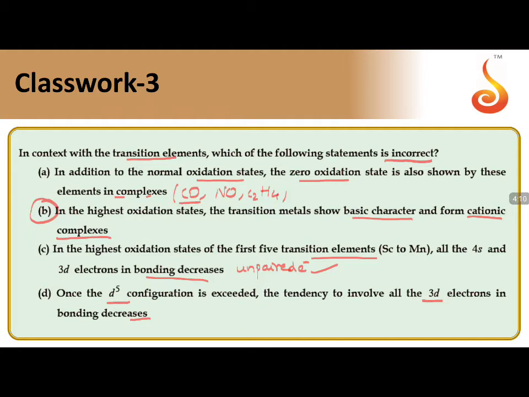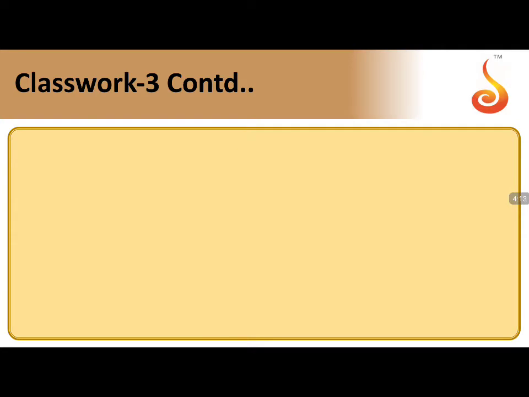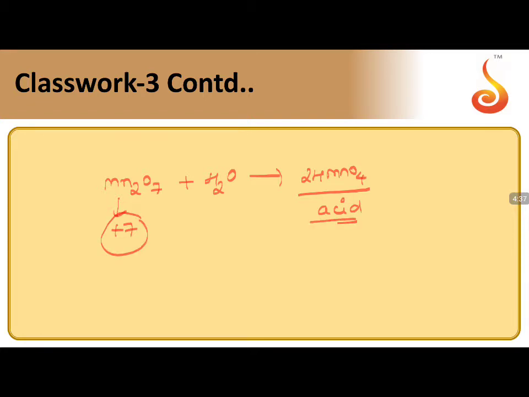Let us see what is the reason for option B. In option B, if you have the highest oxidation state, let us take Mn2O7. Manganese is in plus 7 oxidation state. If you add H2O to this, you will get 2HMnO4, which is permanganic acid. This is going to be an acid. Is it a base or acid? Acid. So the higher oxidation state compounds result in formation of acids, not bases. So the answer for this is option B. It is the incorrect statement among the 4 statements.